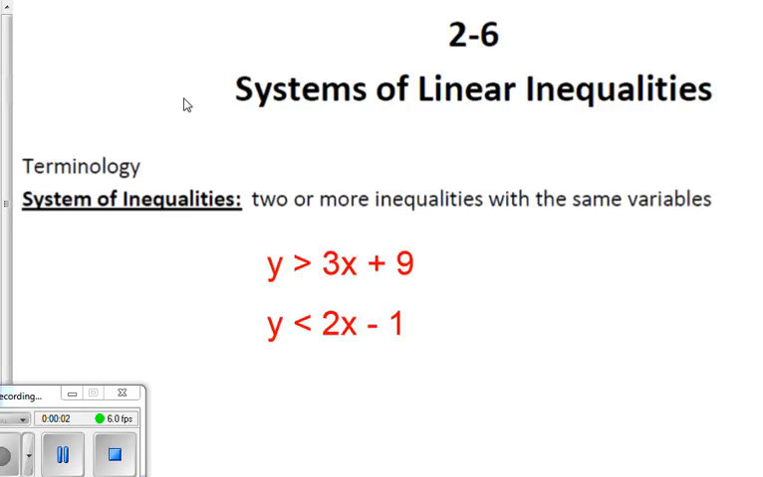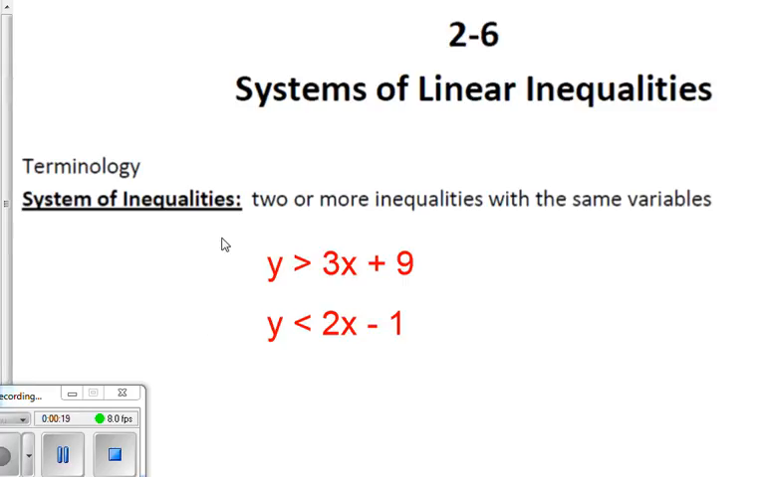All right, now we're on to 2.6, systems of linear inequalities. In 2.5, we were looking at just linear inequalities individually. In 2.6, we're looking at systems of inequalities. So in these cases, we would have two or more inequalities with the same variables.